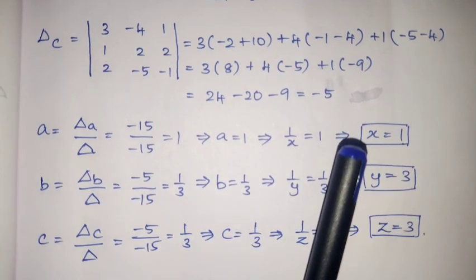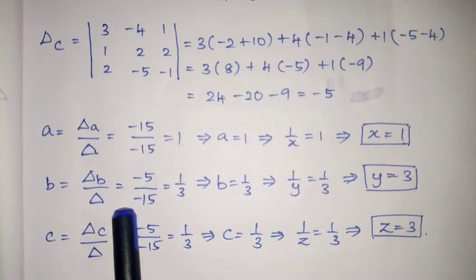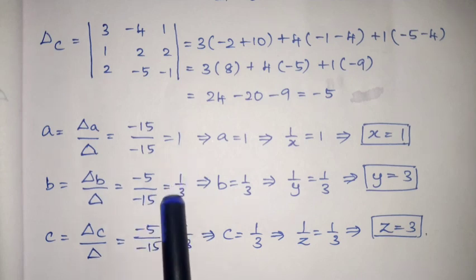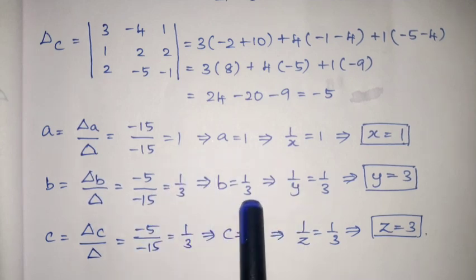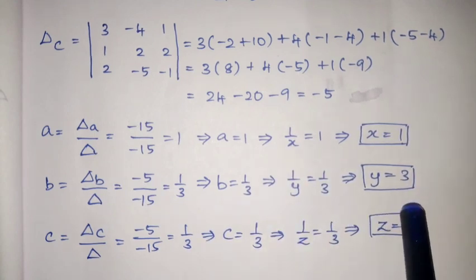In a similar way, we have to find the value of B, which is equal to del B divided by del, which is equal to minus 5 divided by minus 15, which is 1 by 3. B is equal to 1 by 3. What is B? 1 by y. So 1 by y is equal to 1 by 3. It means y is equal to 3.